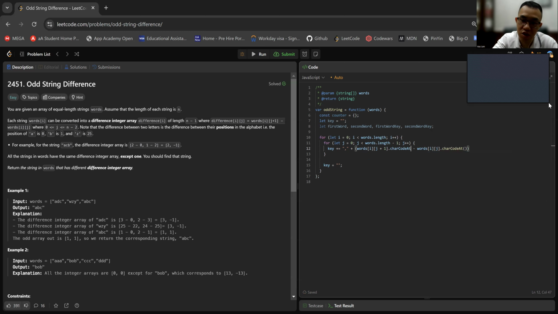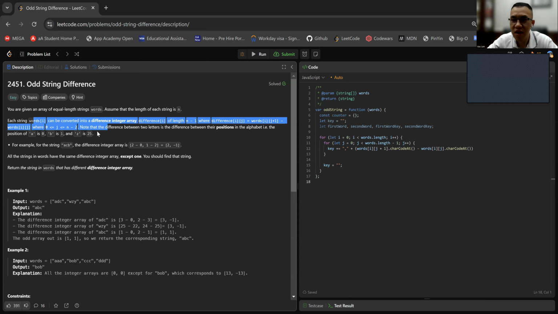So we're going to use charCodeAt to look at the ASCII value. Even though the ASCII value has a different starting value for the letter A compared to the example here, it doesn't matter. The only thing we care about is the difference between A and B, C and A. So the difference between the next letter, J plus 1, minus the current letter.